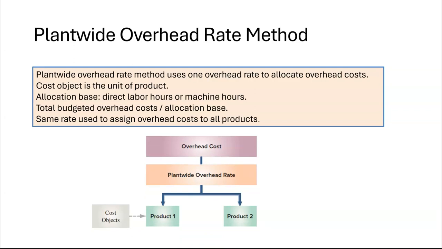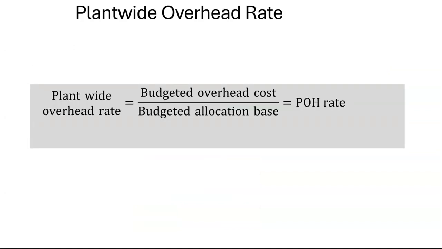This is what it looks like. Your overhead costs will be collected in one place, and we'll come up with a basis, and then we'll apply it based on that usage for each product. So again, to come up with the rate, we're going to take the budgeted overhead cost divided by the budgeted overhead base, the budgeted allocation base.